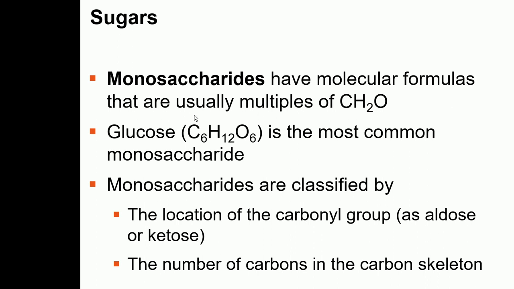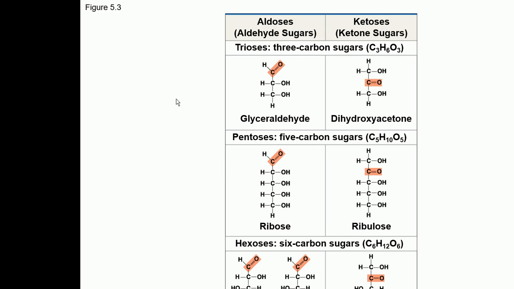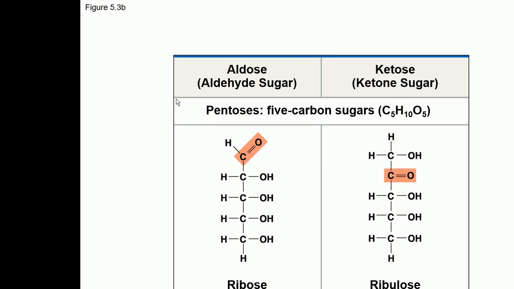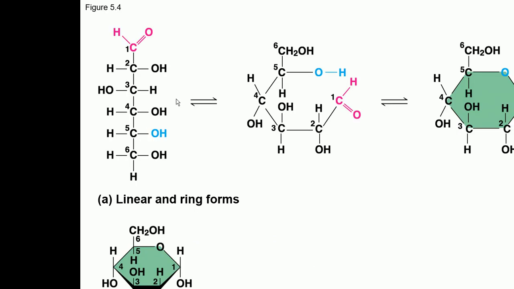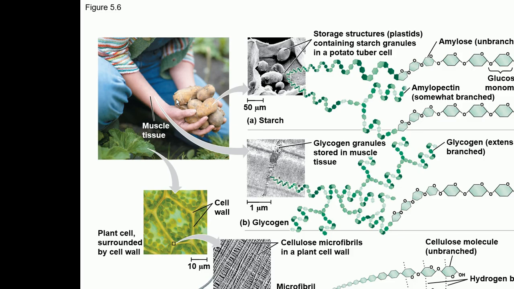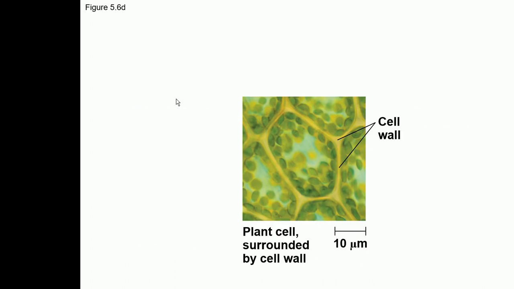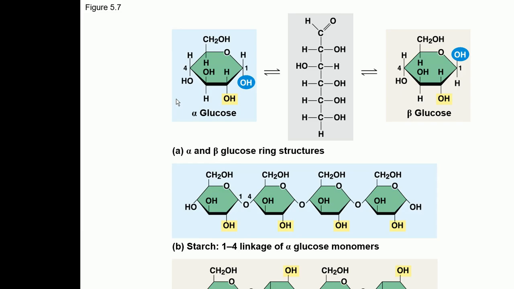And glucose is the most common monosaccharide. You can see in glucose there are 6 carbons. If there are 6 carbons, then there are double the hydrogen atoms, 12 hydrogen atoms. Sorry, let me go back.